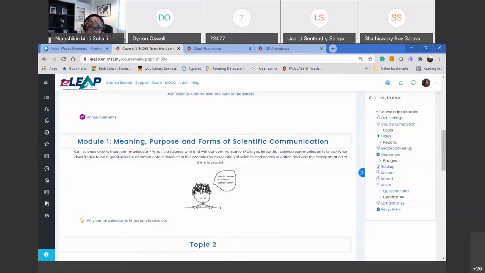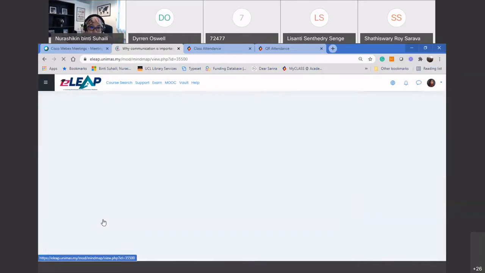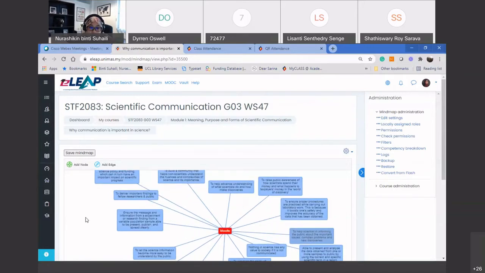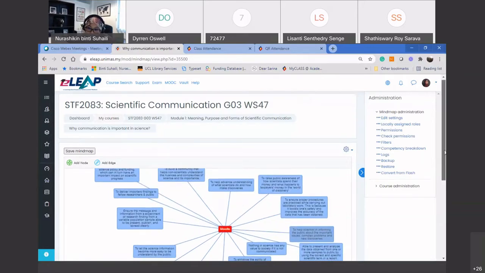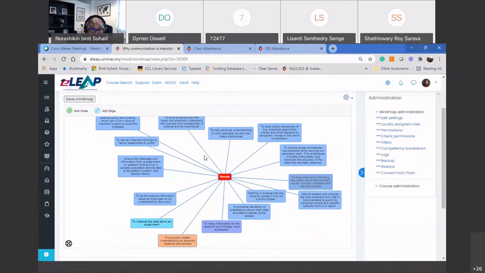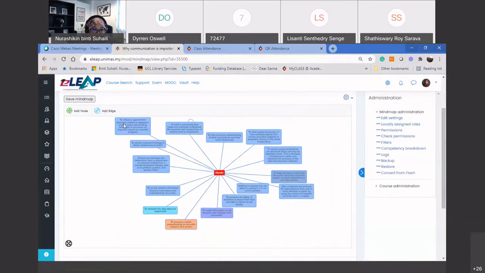Okay. Now let's have a look at what you guys have written here. Can you see the screen now? Yes, Doctor. Okay. Just read some of your answers. To influence the government decision related to regulation, yeah, correct. Science policy and funding, which can in turn have an important impact on scientific progress.